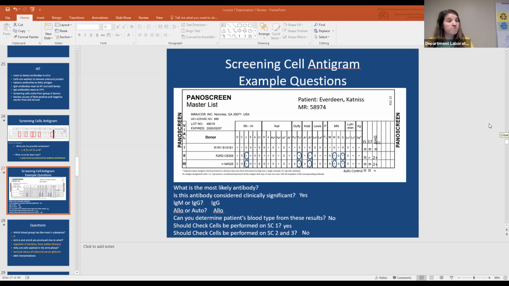Jenny told me it's allo because it only reacted with the B cells and not the A cells. That's how you know? Yes. So auto would react with auto. So if it was an autoantibody, you would have a reaction with your A cells. The key thing to note about autoantibodies is not only is your auto control going to be positive, but you're going to have panreactivity. You're going to have positive reactions across the board. Anything you add patient plasma to, it's kind of like rouleaux.